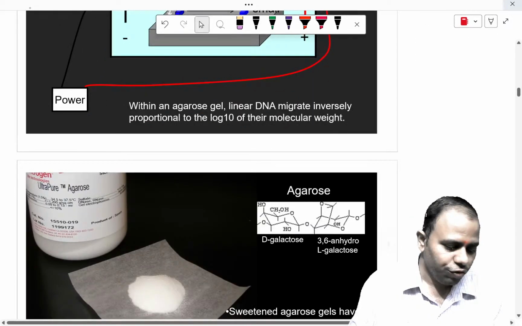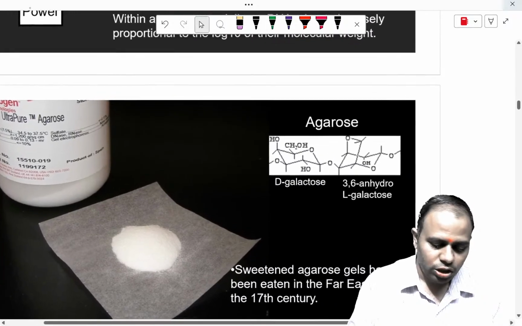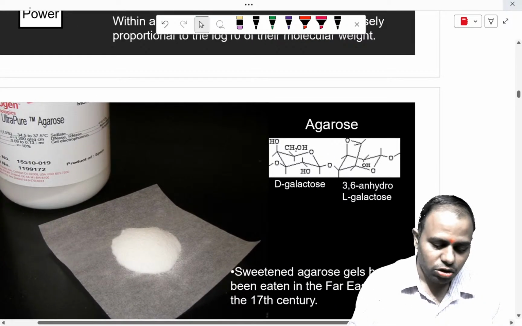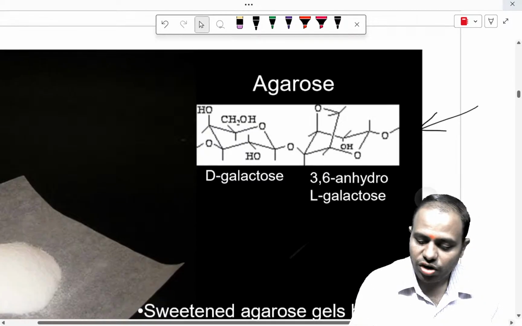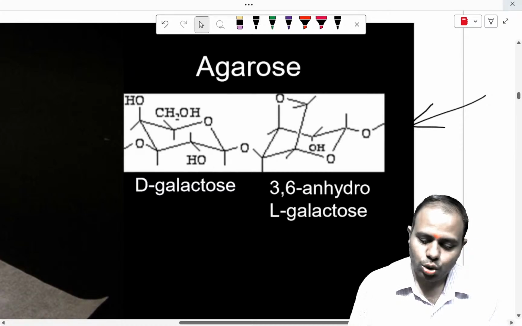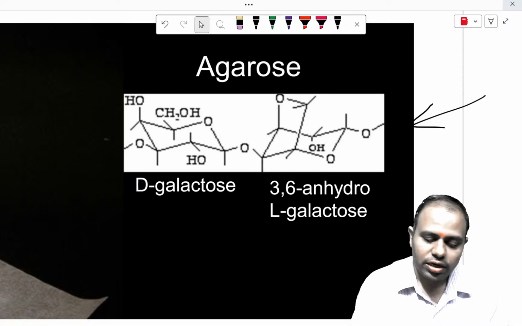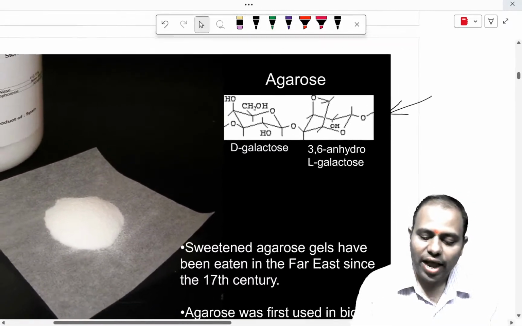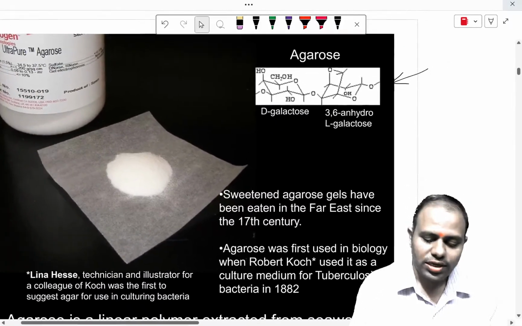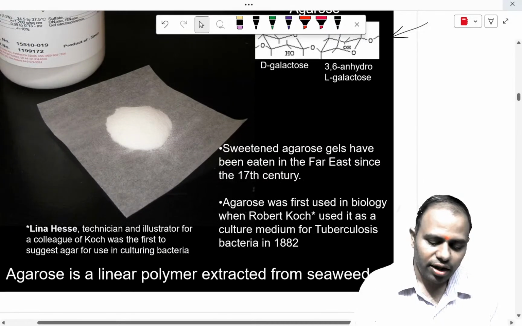So this is how the agarose looks. You can see it's like a powder. This is the structure of the agarose shown here. I'll zoom in on it. This is the structure: galactose and 3,6 anhydrogalactose. It is agarose, a disaccharide. This disaccharide is repeated again and again in this powder, and when you boil it, it is going to form a gel.